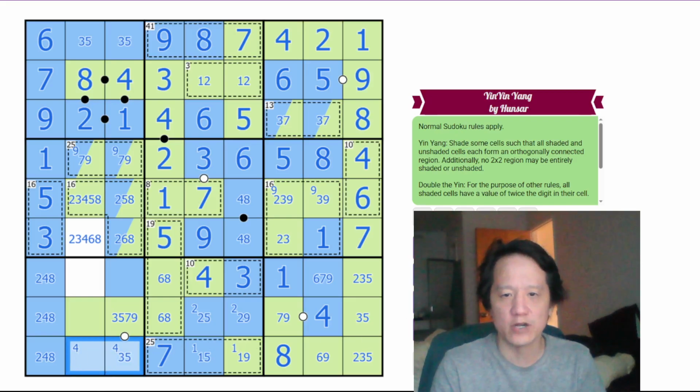These can't be 4 anymore. So where is the 4? It can only be here. So this is 4, which means 4 cannot be here.